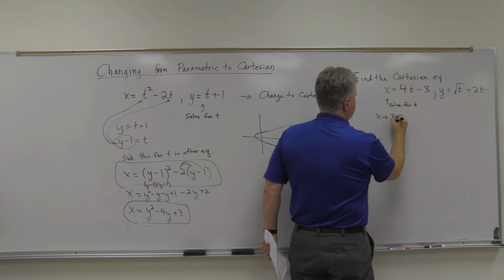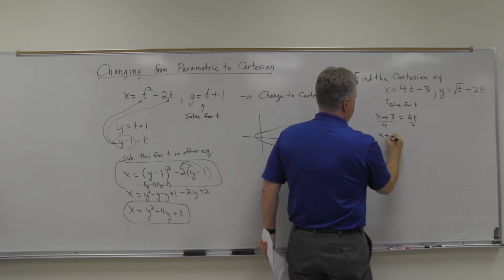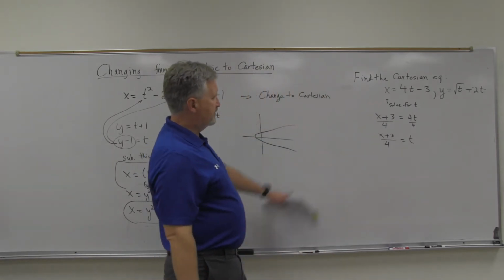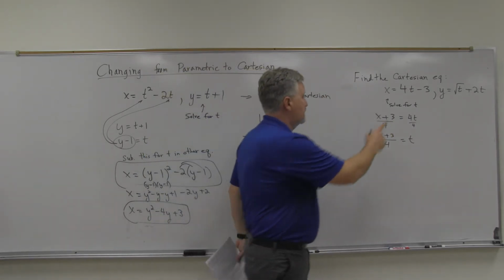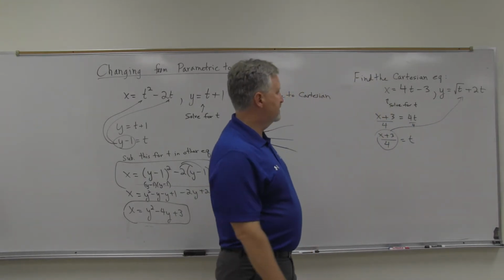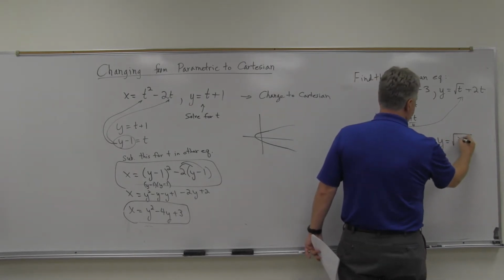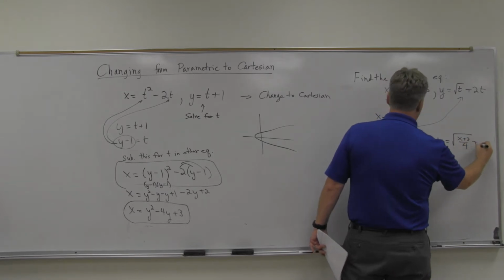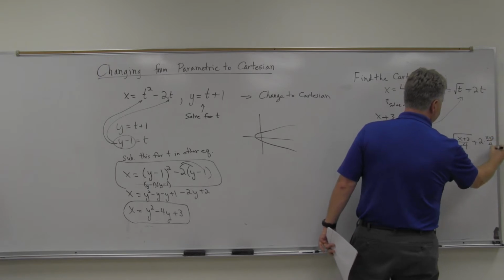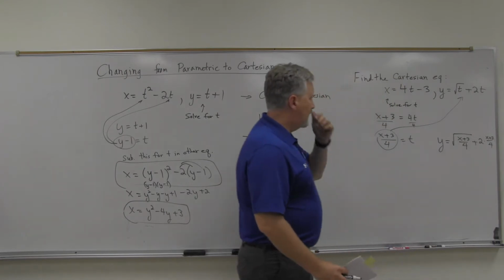So x plus 3 equals 4t, right? Add the 3, then divide by the 4. So (x plus 3) over 4 is t. And so if I solve this one for t, then I go to the other one and substitute that in for t. So now y equals the square root of (x plus 3) over 4, plus 2 times (x plus 3) over 4. Just right in for t there.